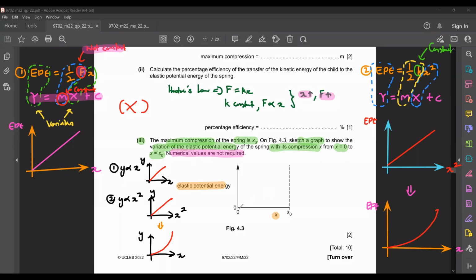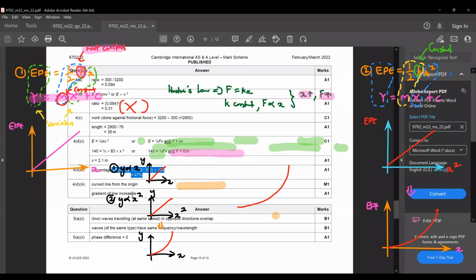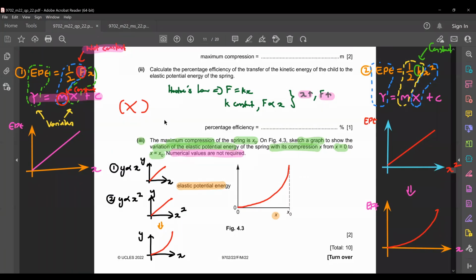So your answer would be something like this, a curve with increasing gradient. You can check it with the marking scheme. The marking scheme says that it must be a curved line from the origin and the gradient of the line increases. So this is for question 4.